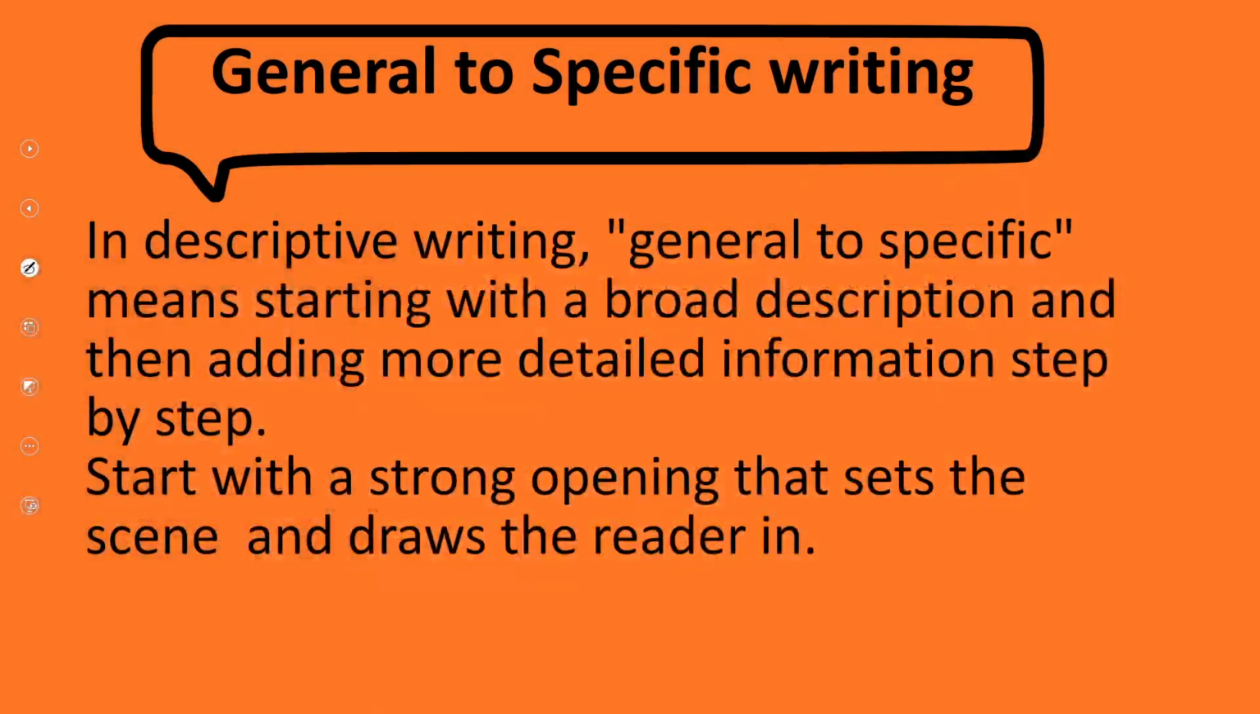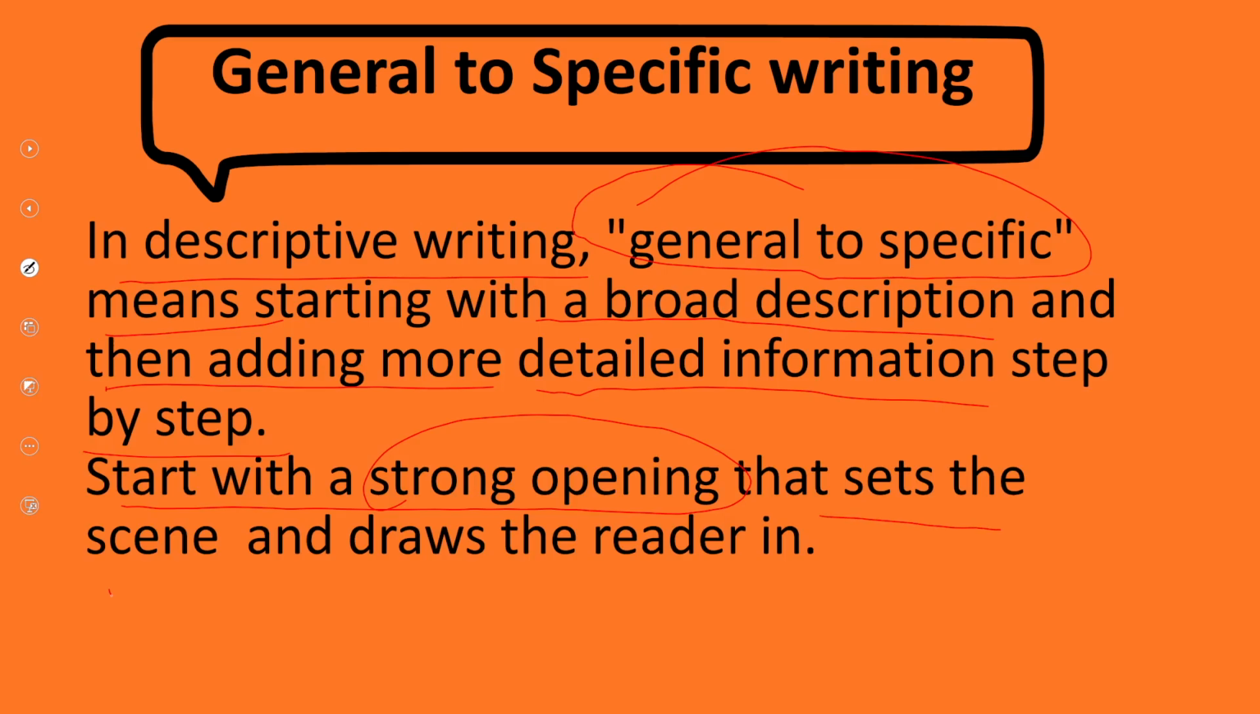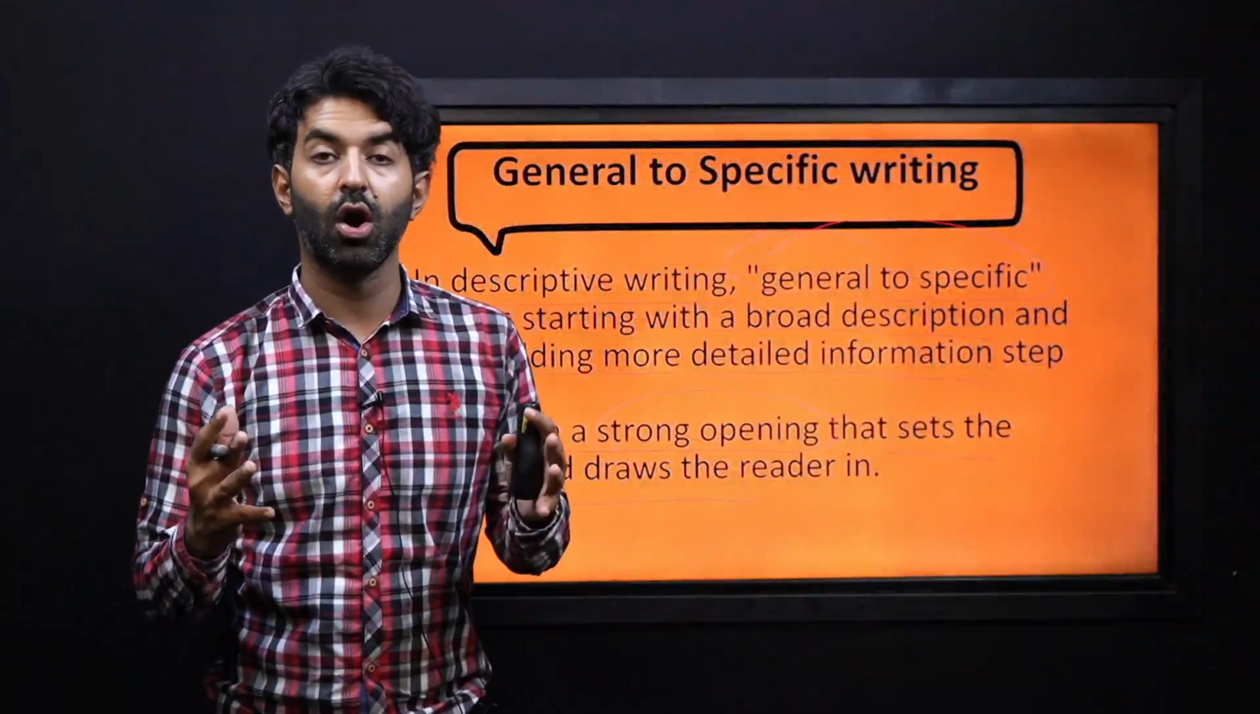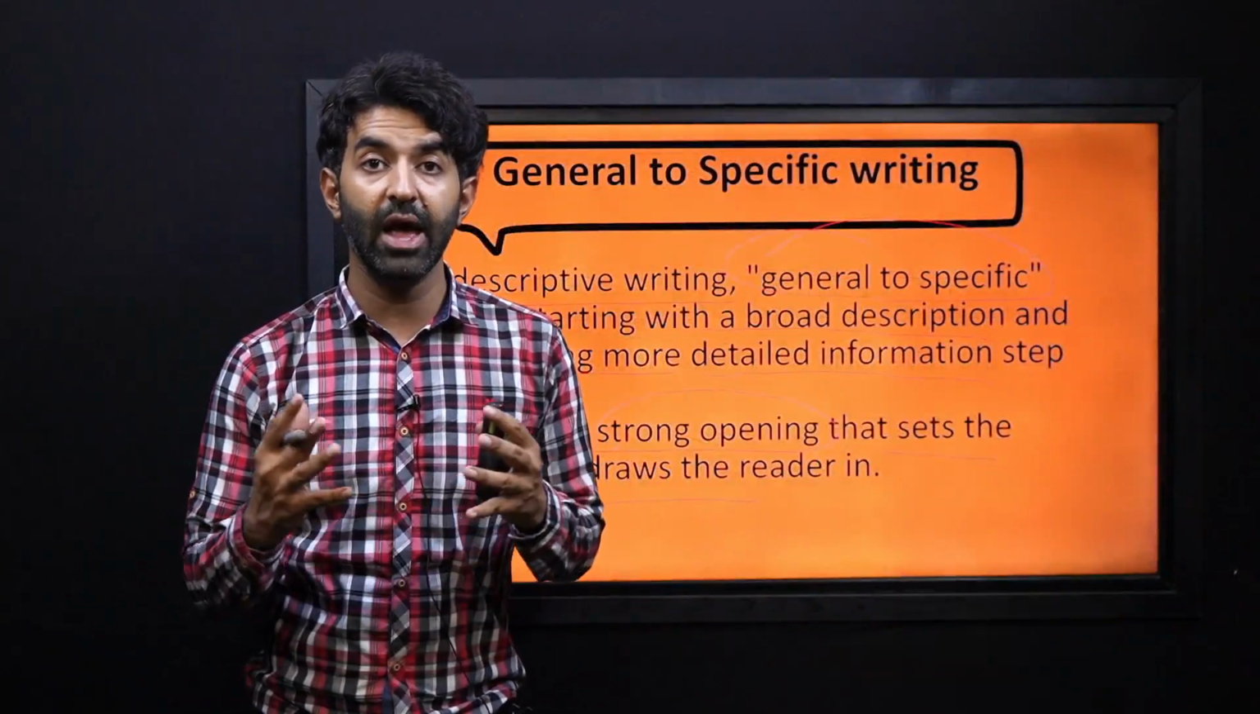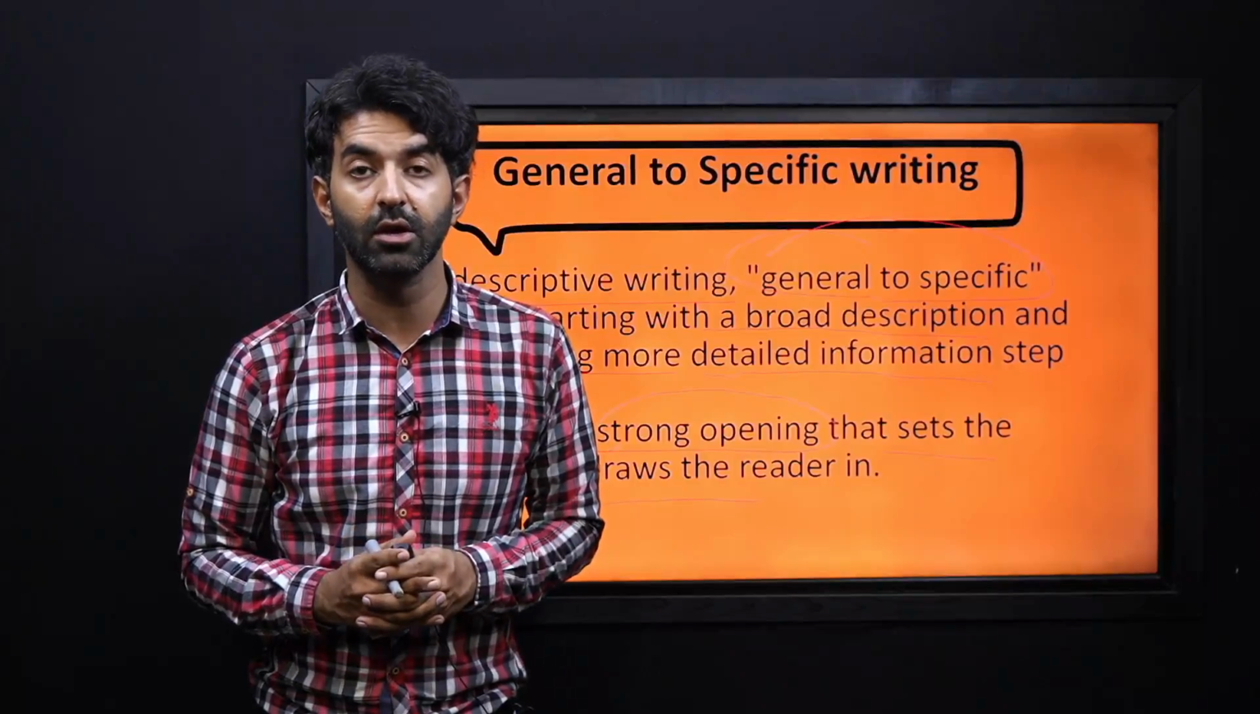Let's see. In descriptive writing, this general to specific method means starting with a broad description, with a very big description, and then adding more detailed information step by step. You start with a strong opening that sets the scene and draws the reader in. It means your opening line, your opening statement should be very much engaging and captivating for the reader.